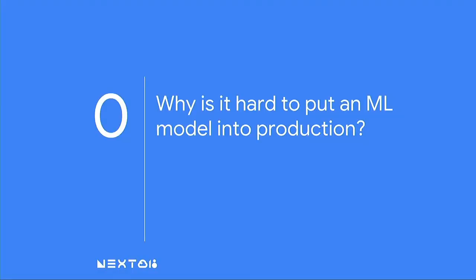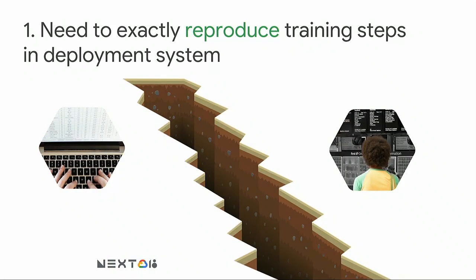Okay. What makes it hard? I mean, this is software. We know how to deploy software. So what is so special about machine learning models that it's so hard to put them into production? So first thing is this whole concept of reproducibility.